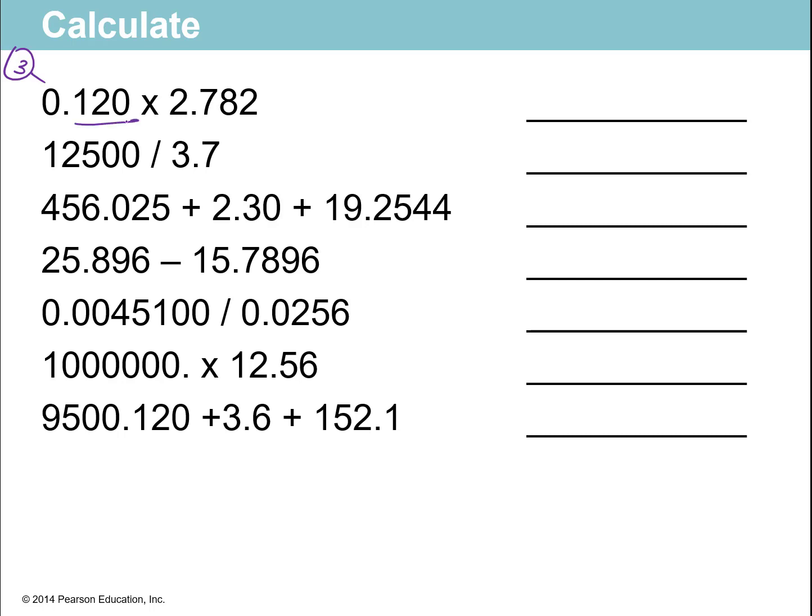What about 2.782? All of them, right? So any non-zero numbers are always significant. So now, do the math. Take 0.120, multiply it by 2.782. Like I said, if you need a calculator.